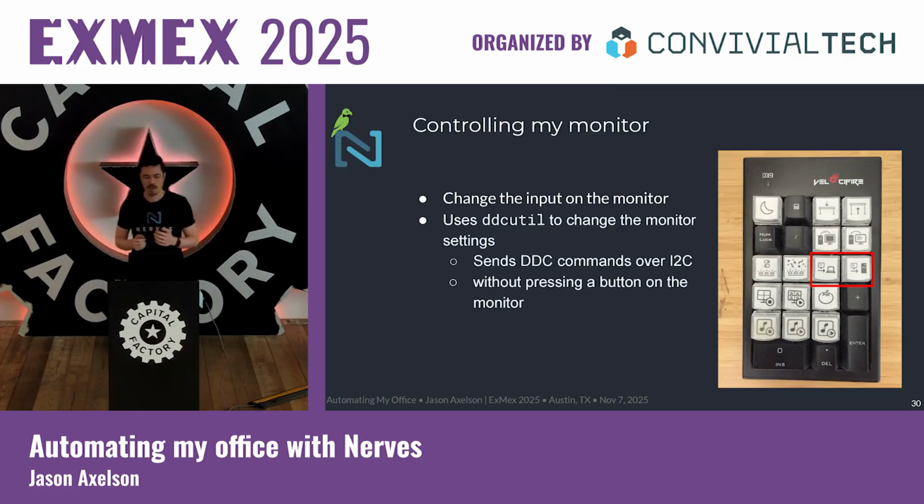On my macro keypad, I have two buttons to change the inputs. The one on the left will change the input to my laptop. The one on the right will change it to my desktop. The way that works is it's using a library called ddcutil to change the monitor settings, basically virtually pressing those same buttons by sending DDC commands over I2C over the existing DisplayPort or HDMI port that you have. You can also use this to do things like change the brightness of the monitor if you want. And of course, it's all without pressing a button on the physical monitor itself.